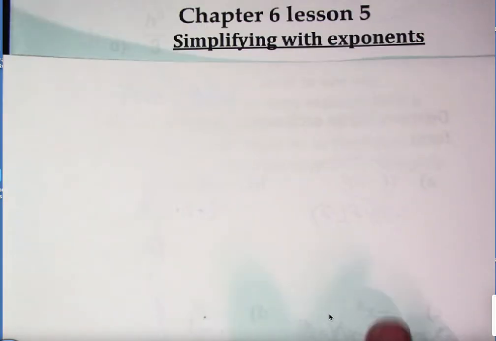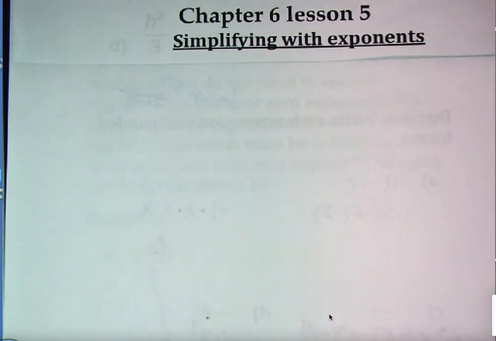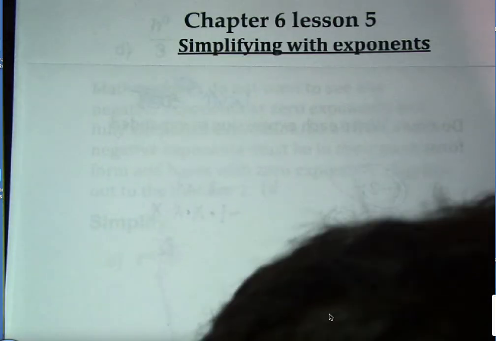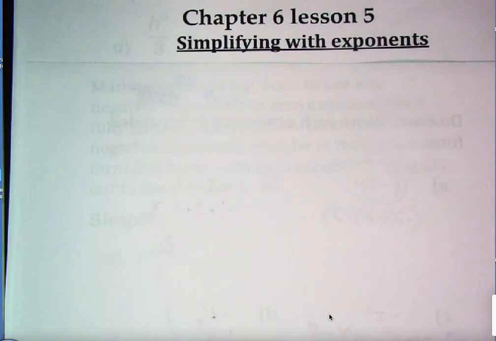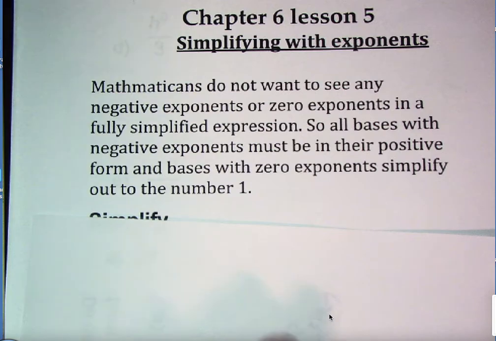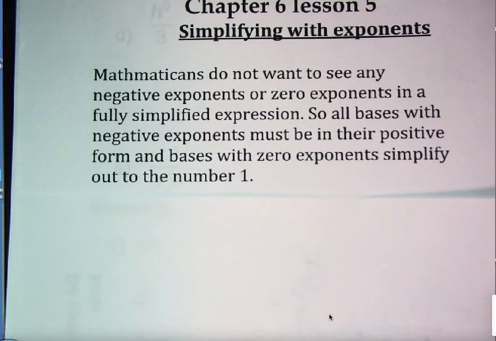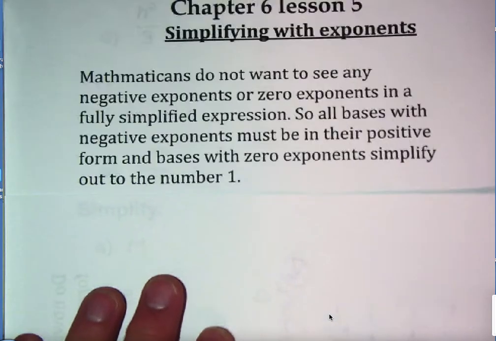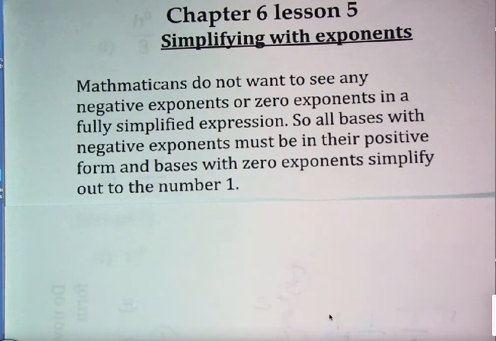All right, this is chapter 6, lesson 5. We've left out an important thing, which mathematicians get specific about constantly, is the idea of simplifying with exponents, or just simplifying in general. They always want it as simple as possible. So, what does it mean to simplify? It means like a trillion things, right? Okay, we're going to add one more piece to it.